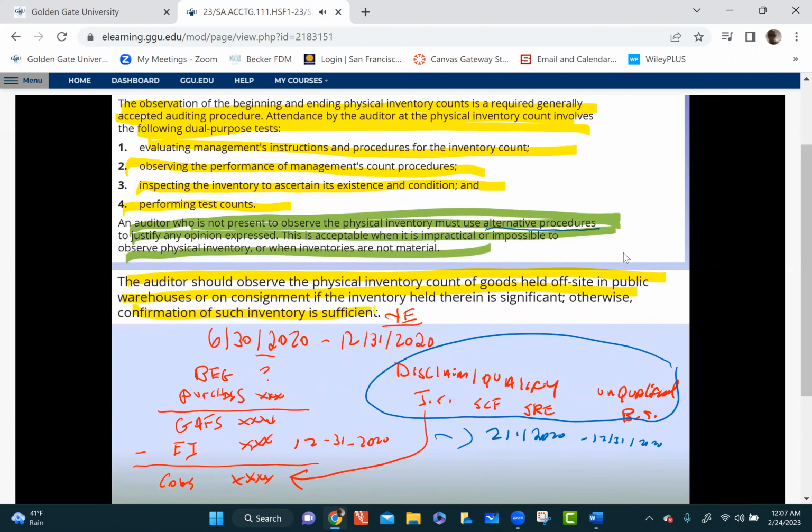What happens if you have a client that has a warehouse in San Francisco and a warehouse in San Jose, and your team's the only team that's going to be available to observe that inventory? Well, what if they say to you, okay, well, here's what we're going to do. We're going to count the inventory in San Jose on Monday and the inventory in San Francisco on Tuesday. Are you going to be okay with that?